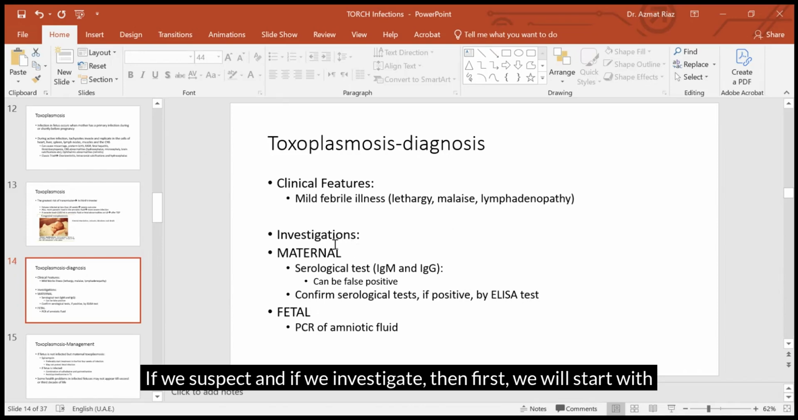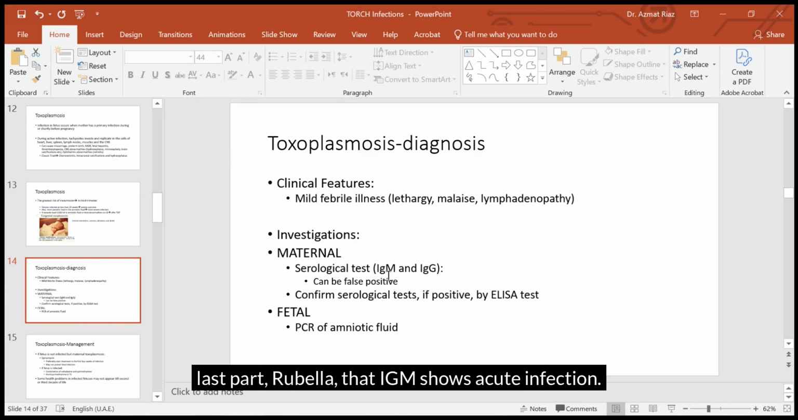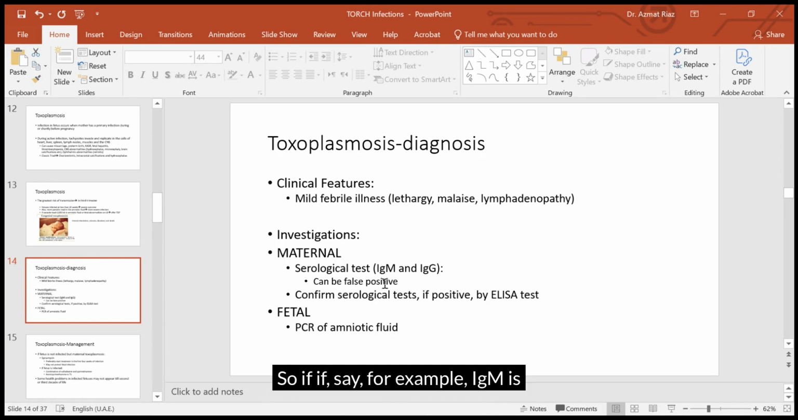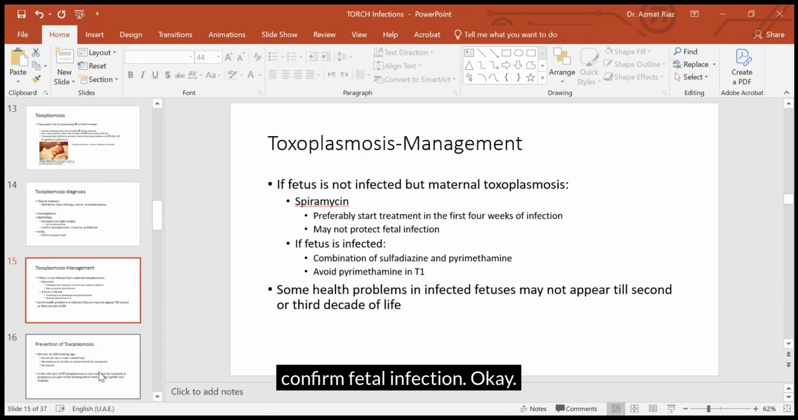If we suspect and investigate, then first we will start with serology, so IgM and IgG. As we said in the last part on rubella, IgM shows acute infection. IgG means the antibodies already exist. But they can be false positive. So if, for example, IgM is positive, how do we confirm it? By ELISA test. And if amniocentesis was performed, then PCR is performed to confirm fetal infection.